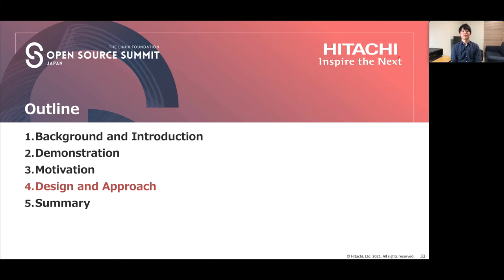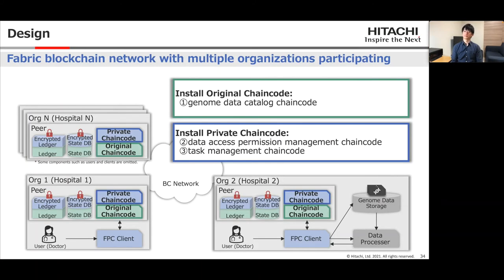In this section, I will explain the design and approach of the system in this presentation. To realize our motivation, we have designed a blockchain network with public and private chaincode. This blockchain network installs one type of original chaincode and two types of private chaincode. The genome data catalog chaincode is installed as the original chaincode, as it should be shared by all organizations belonging to this blockchain network. The data permission management chaincode and the task management chaincode are installed as private chaincode, since transactions and data should be shared only among organizations that exchange data.